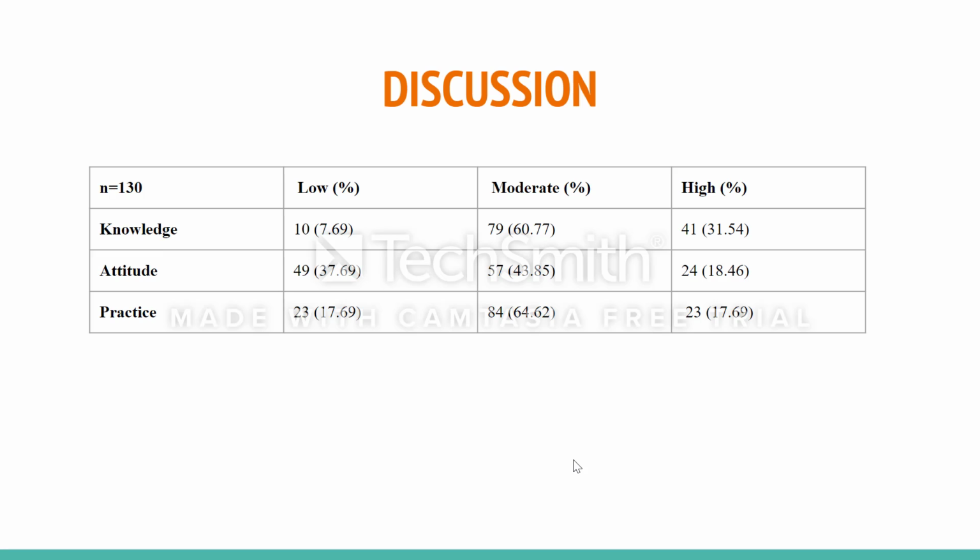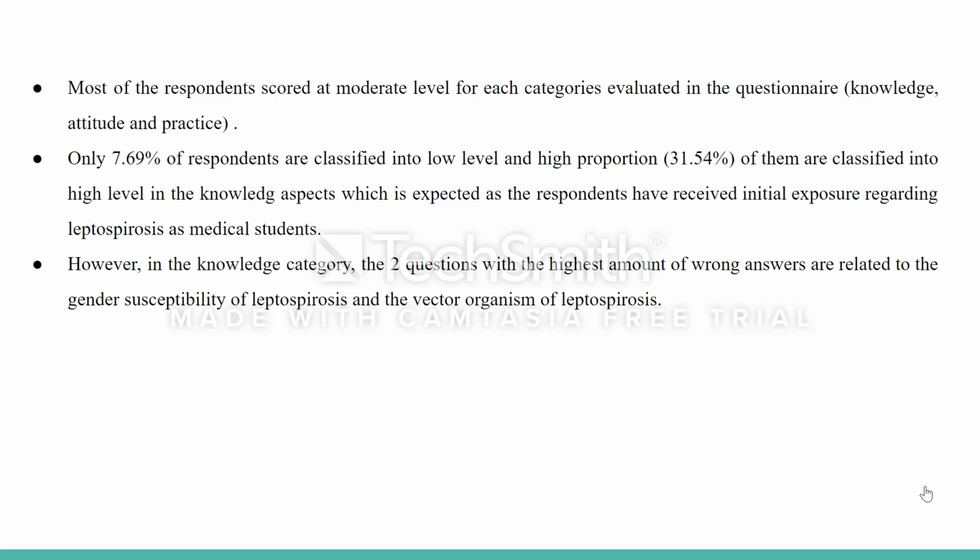For discussion, we can conclude that knowledge, attitude, and practice are at a moderate level. For knowledge, it is 60.77%, attitude 43.85%, and for practice it is 64.62%. Most of the respondents score at a moderate level for each category evaluated in the questionnaire: knowledge, attitude, and practice.